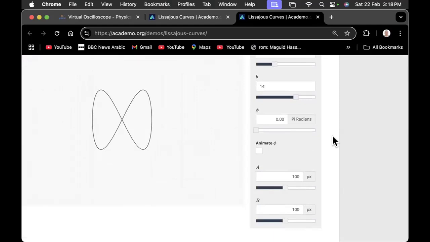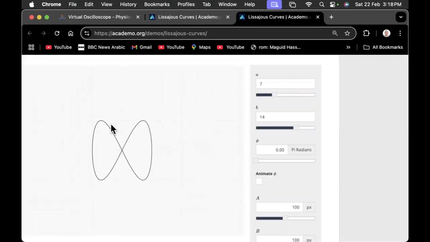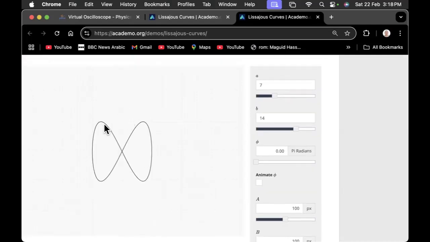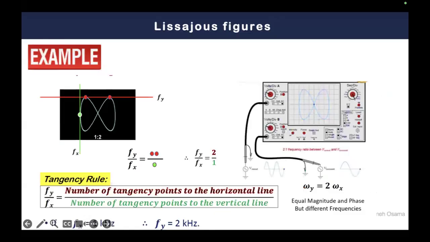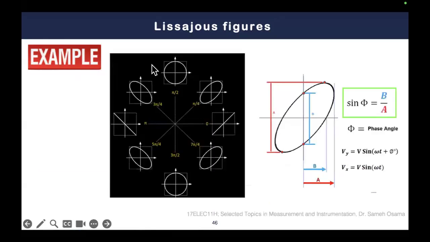Why is it very logical? Because in the time where the horizontal signal makes one cycle, the vertical signal makes two cycles. That's why we have two loops, or this figure of 8, Lissajous figure. So how can we determine this? Let's go to the presentation here. So it's very simple. When you just see more than one loop, so in this previous example, it's always one loop, either a straight line or a circle or whatever it is.